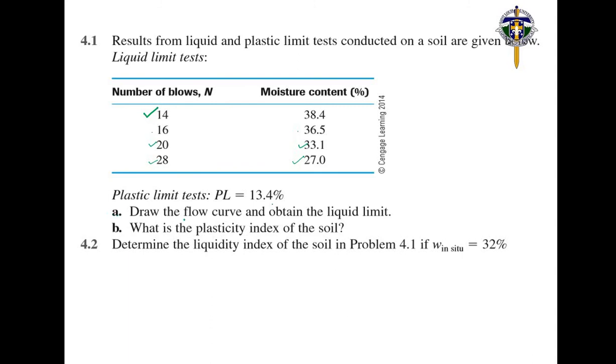Letter A, draw the flow curve and obtain the liquid limit. Letter B, what is the plasticity index of the soil? And then we are to determine the liquidity index of the soil in this problem, given that the moisture in situ is 32%. So first, we have to obtain the liquid limit. And how do we obtain that? We have to draw the flow curve.